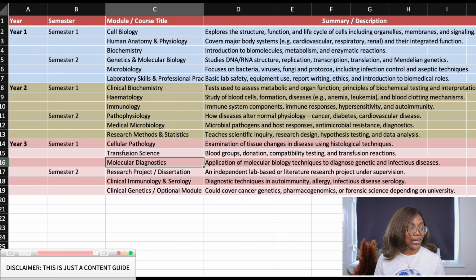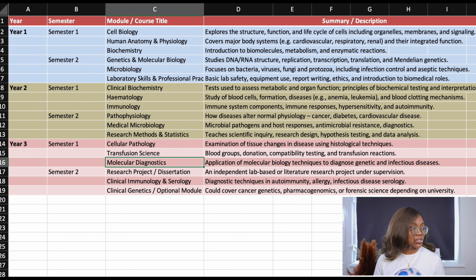You can see that they also do cell biology, microbiology, genetics and molecular biology, biochemistry, human anatomy. They also do clinical biochemistry, hematology, immunology, medical microbiology, research, cellular pathology, transfusion science, molecular diagnostics. So they actually take every specialty.